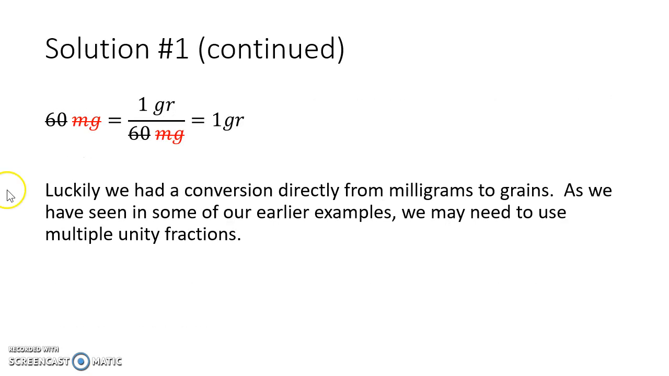So if you look here, we're going to start with our known quantity of the 60 milligrams. We know that 1 grain is equal to 60 milligrams, so we set that up as a unity fraction with our milligrams on the bottom, so it cancels out with our known quantity milligrams, which just leaves the grains left. So our answer is 1 grain. Hey, that was an easy one, right? Luckily, we had the conversion that directly went from the milligrams to grains. We didn't have to use the multiple unity fractions here, but it's a nice conversion.